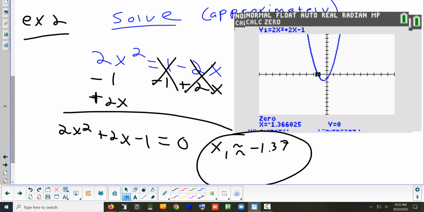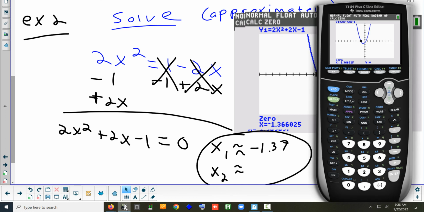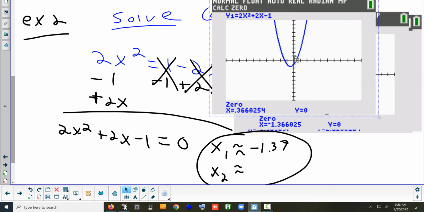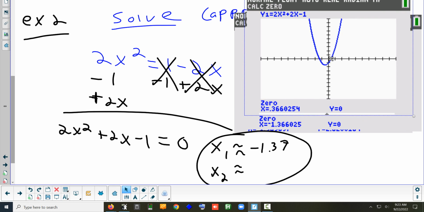Okay, do it one more time. So now we're going to find x2. I'm just calling it my first answer and my second answer. Go here. Second calc 0. Pick a point to the left. Hit enter. Right. Hit enter. And do my guess. And the other answer is 0.37.